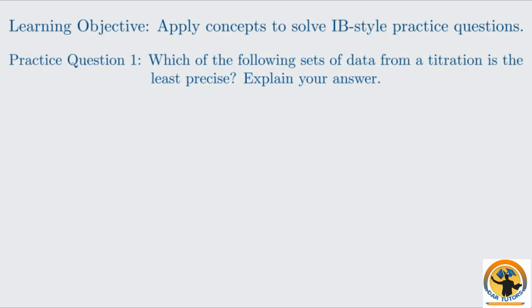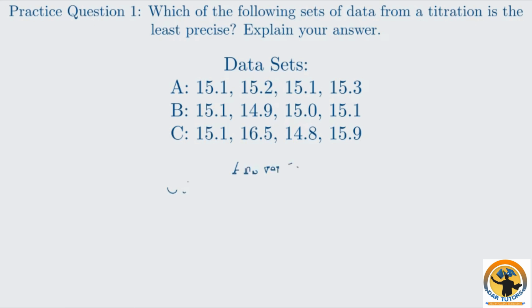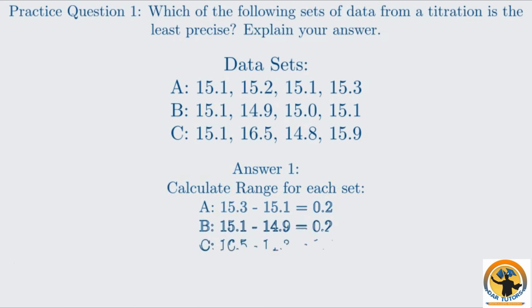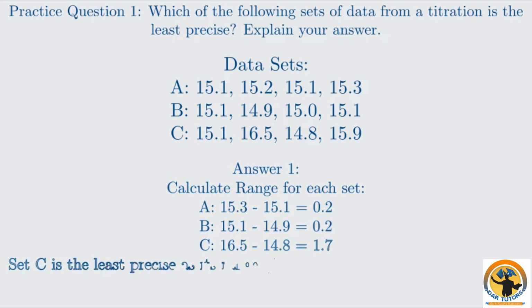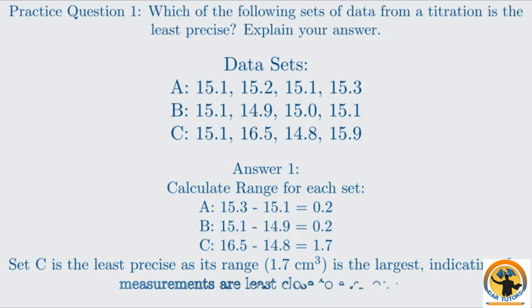The key here is precision. Remember, precision is how close the results are to each other, so we need to look for the set with the widest spread. Let's find the range for each set. The range is the highest value minus the lowest value. For C, the range is 1.7 cubic centimeters, which is the largest. Therefore, set C is the least precise. It shows the largest variation between the measurements.